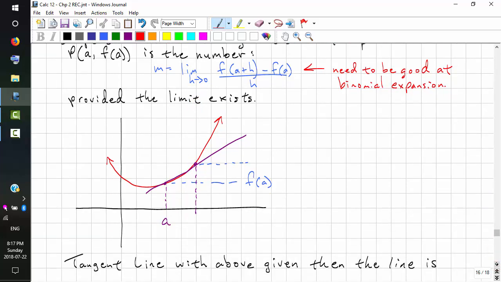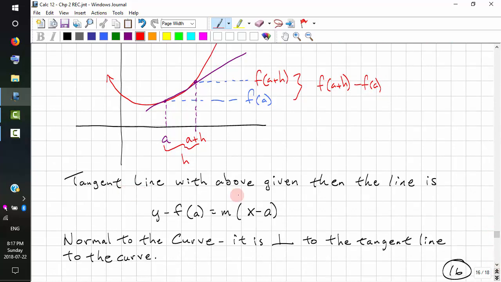Okay, so basically we're looking at A, and the y value is f of A. So if we add h to here, A plus h, this is f of A plus h. Okay, so this is a y value, this is our x value. And when we subtract these two, we get h. When we subtract these two, we get f of A plus h minus f of A.